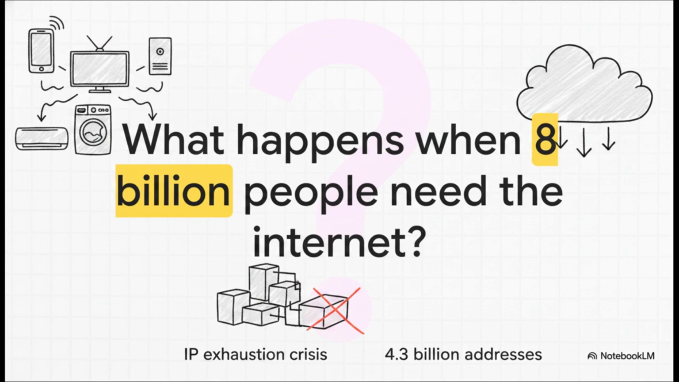And honestly, it's not just laptops and desktop computers anymore. We're talking smartphones, smart TVs, washing machines, air conditioners, home doorbells, you name it. Because of this massive tech boom, we very rapidly outgrew those 4.3 billion available addresses, and that created a very real, very pressing IP exhaustion crisis.